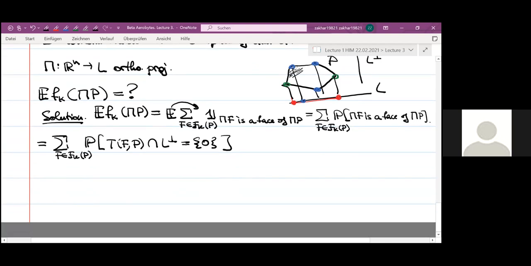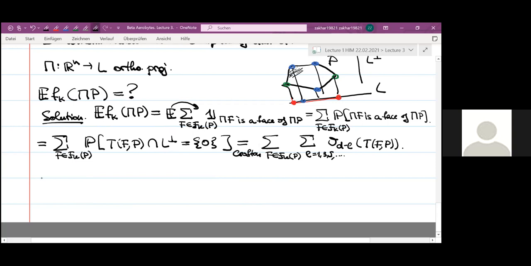And at this point, we can use the Crofton formula. So this is, by the conic Crofton formula, the sum over all k-dimensional faces of P, and then we take the sum over all l equals 1, 3, 5, and so on, of V_{d-l} of the tangent cone of F in P. This is the conic Crofton formula applied to compute this probability, right? The tangent cone is some cone and we don't want it to be intersected. And that's why we have the sum of conic intrinsic volumes of this tangent cone.